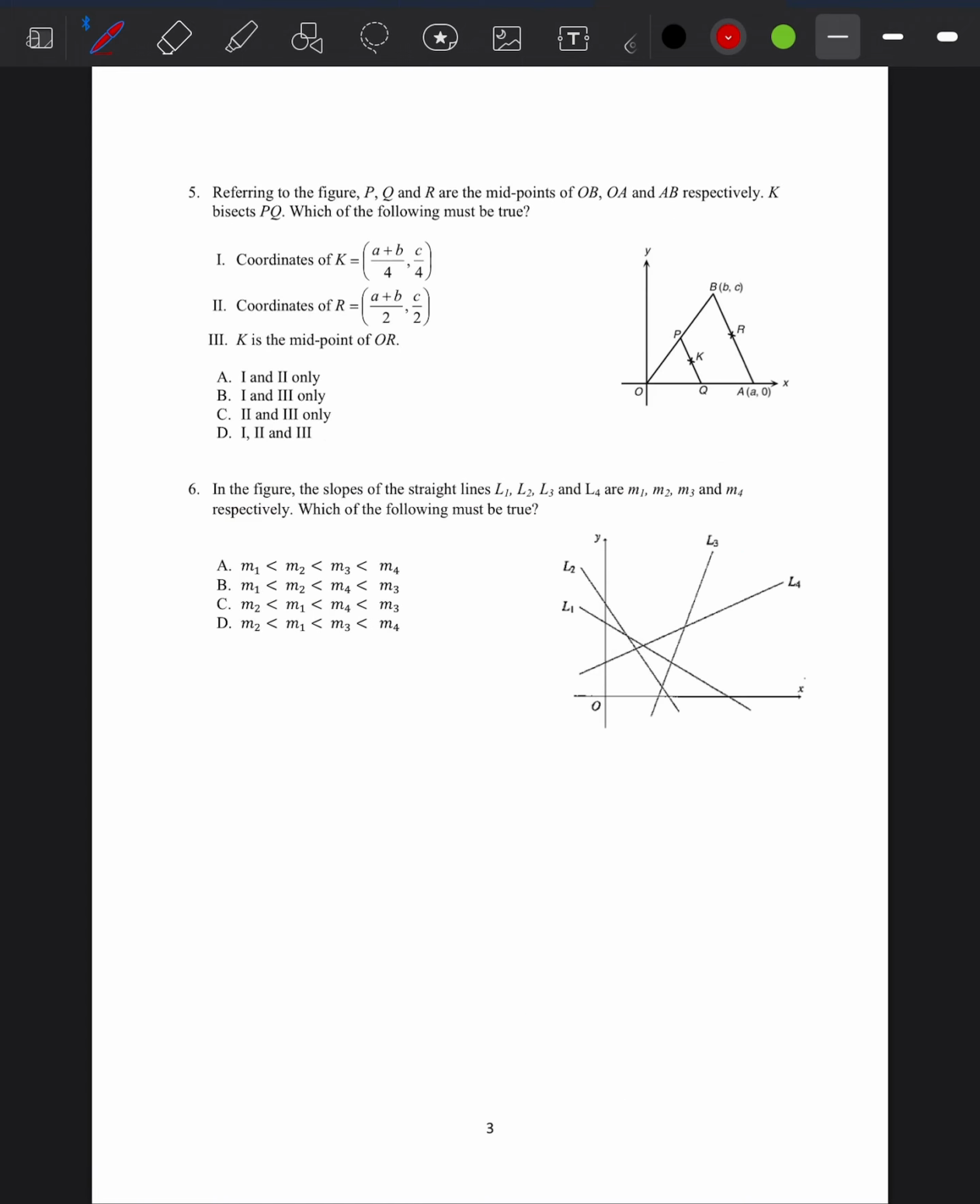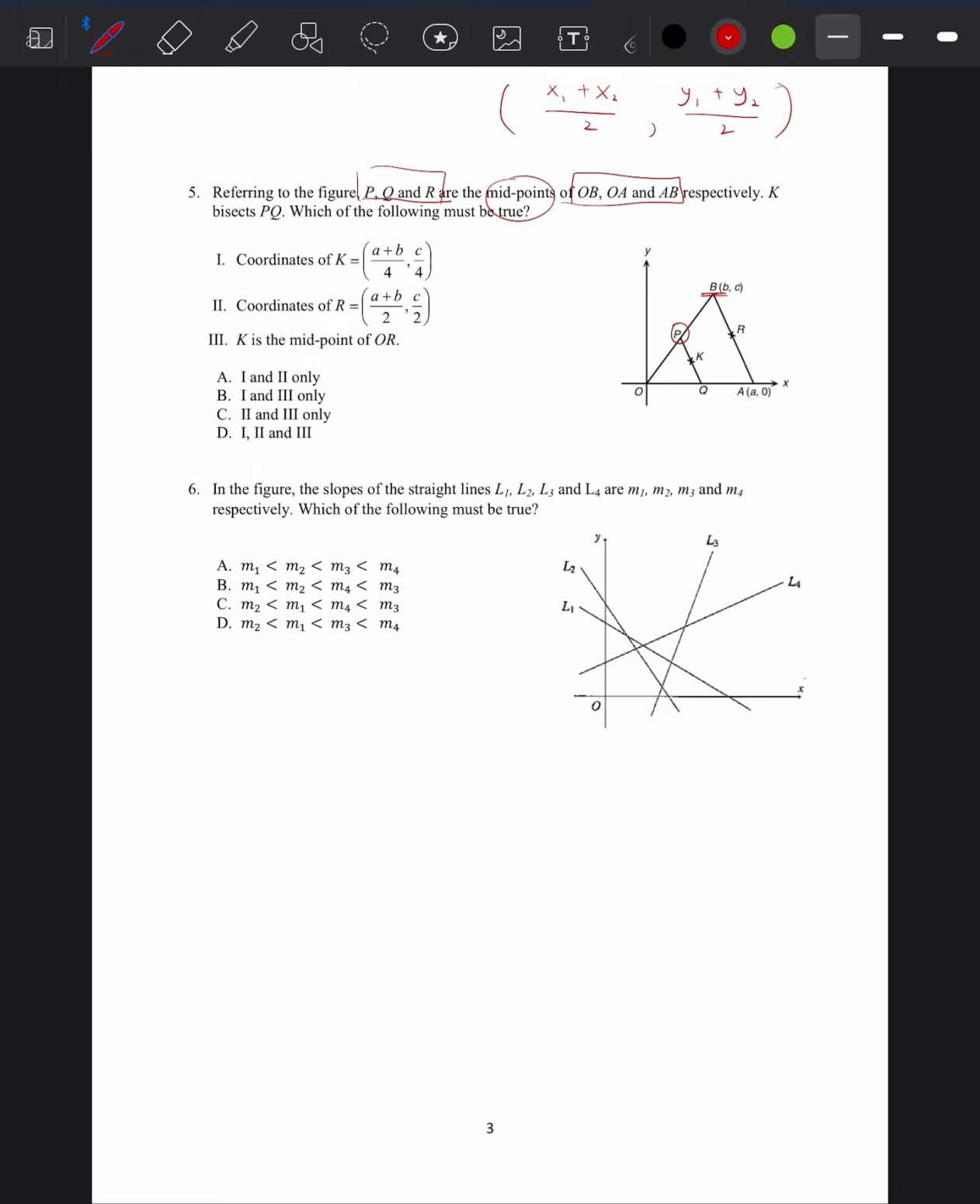So question 5. Look at the figure. It says P, Q, R are the midpoints of OB, OA, and AB. So in here, you know that you have to use the midpoint formula. The midpoint formula is just your x coordinates added together divided by 2, and y coordinates added together divided by 2. So let's look at it.